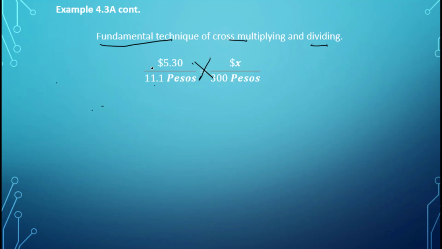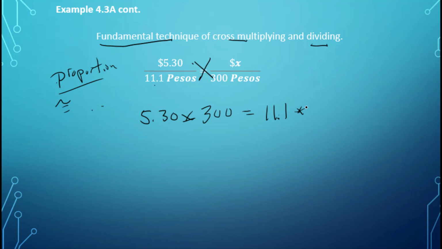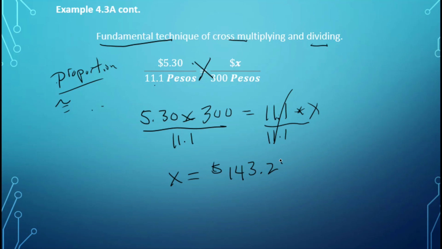So I'm going to cross multiply. Notice I set this up. This setup here is called a proportion. And a proportion means that each ratio is going to be equivalent. An equivalency between ratios. So cross multiplying, I get 5.30 times 300 is going to equal 11.1 times X. Now hopefully you know to divide by 11.1. That gets X by itself because they cancel. So you have to do it to both sides. And I'm going to get the amount of dollars is equal to, again, 143.24. So $143.24 is the equivalent of 300 pesos.